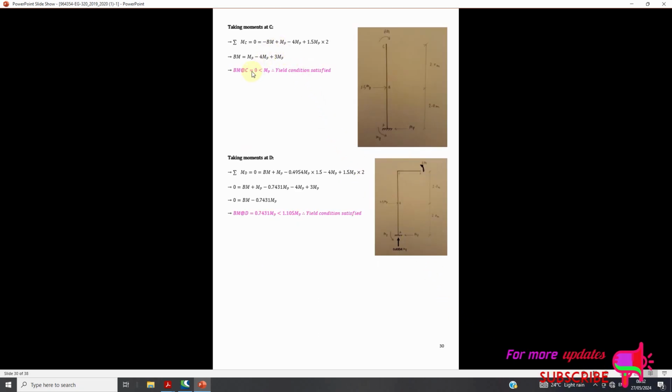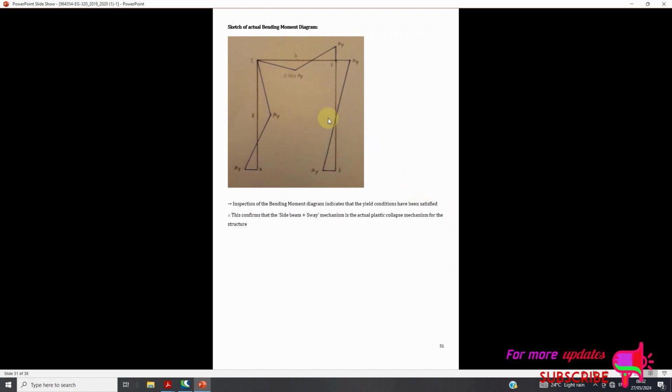Taking moment at C, using this algebraic equation, you get that BM at C is equal to 0, which is less than MP. This indicates that the yield condition is satisfied. Taking moment at D, using this algebraic equation, you get that BMD is equal to 0.7431 MP, which is less than 1.105 MP. Therefore, the yield condition is satisfied.